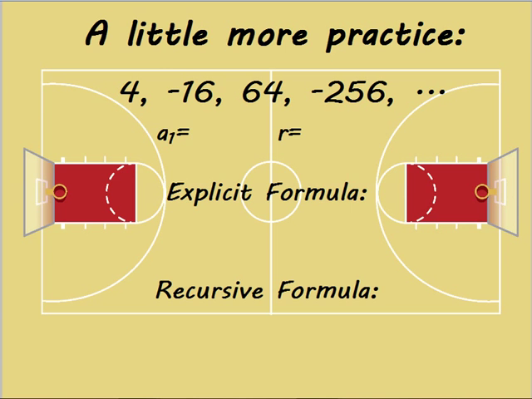So let's practice. Here I've got a geometric sequence. A sub 1 is 4. Our common ratio, the number we're multiplying by, is negative 4. I'm going to write the explicit formula and the recursive formula. Why don't you pause the video for a second and try it on your own so that you can see if you're on the right track. Then resume the video and see if you got the same thing I did.